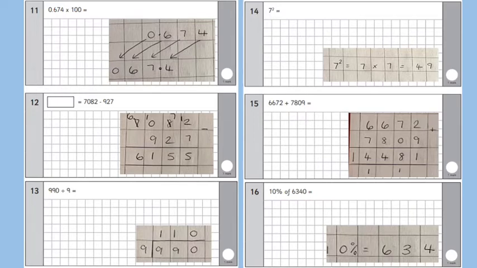And number 16, this one actually was quite easy. You've got 10% of 6,340. So remember, if you're finding 10% of a number, you can just divide that number by 10. And because our number ends in a 0, actually the division by 10 is quite easy here. So it just becomes 634.